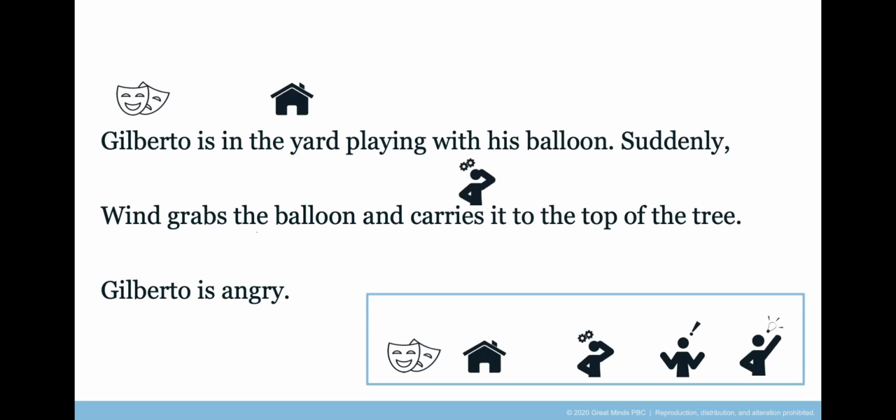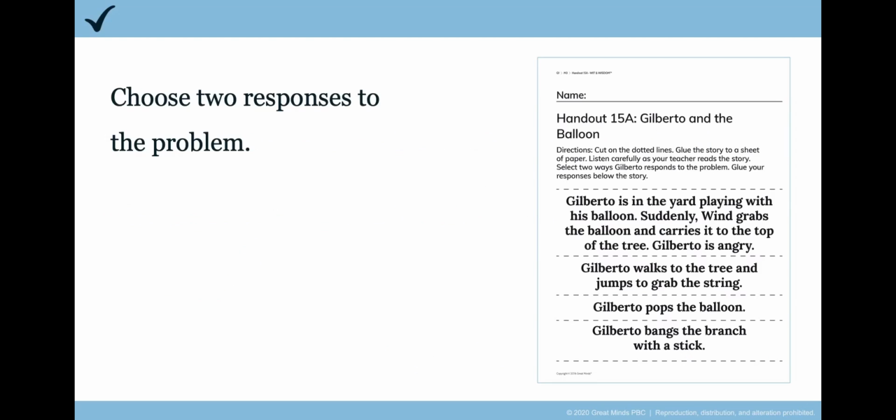Now, this story includes one response to the problem. Gilberto is angry. You are going to have an opportunity to add 2 more ways Gilberto could respond to the problem. But before you do, take a moment to get handout 15A, Gilberto and the balloon. You can also get your scissors and glue stick if you have them. And if you don't have those materials, that's okay. You'll still be able to participate.